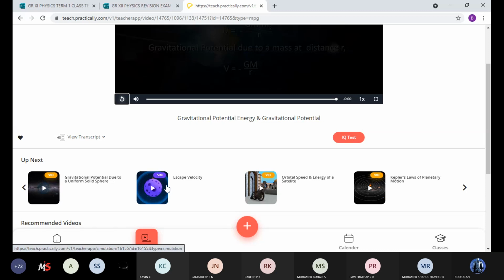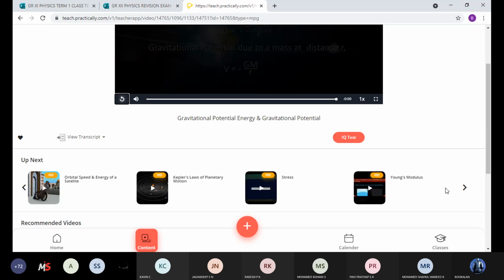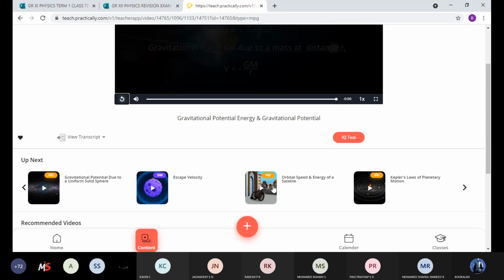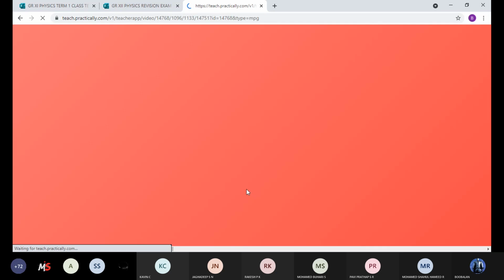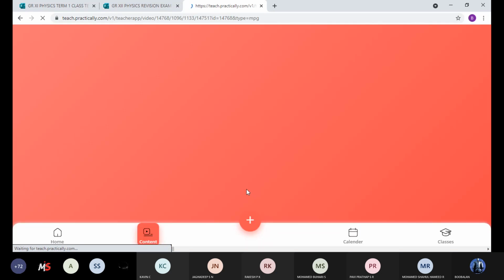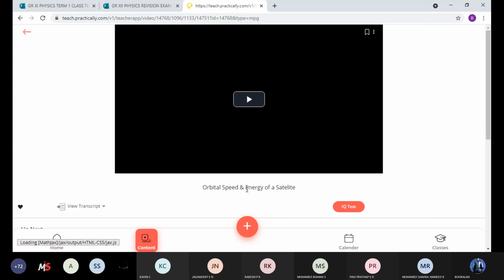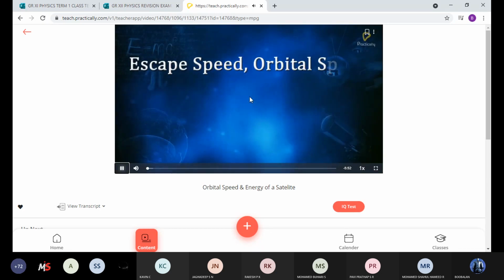Okay, now we will discuss the escape velocity, another one orbital velocity. Escape speed, orbital speed, and total energy.